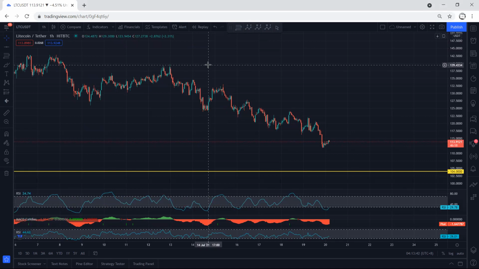And again, in this case, we just follow the chart and we want to see whether we can get the reversal for long term or not.